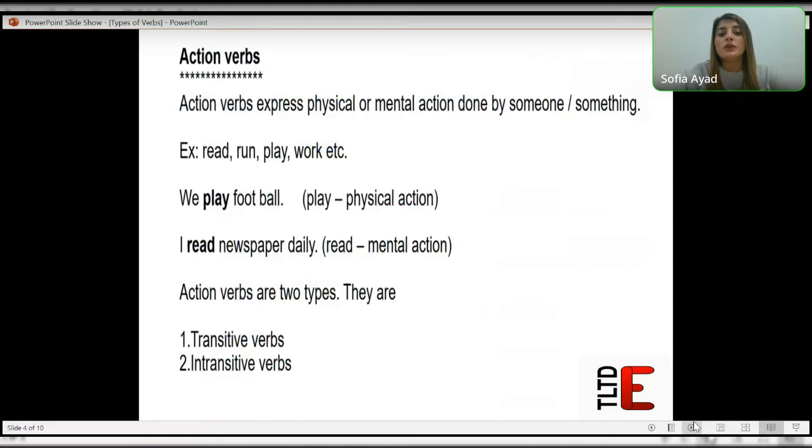I read newspaper daily. Read is mental action.